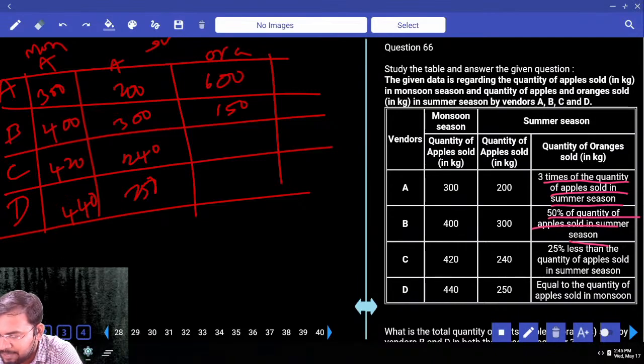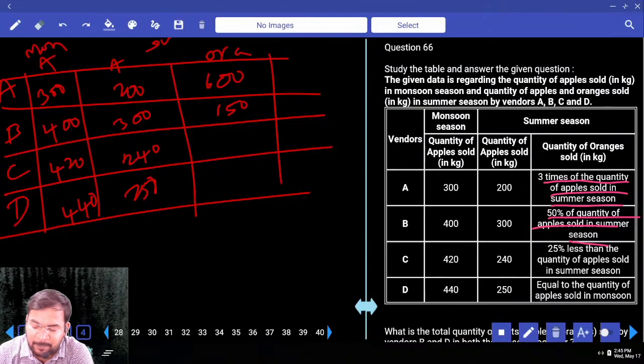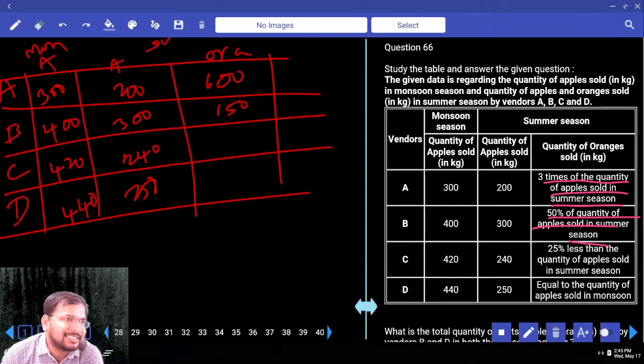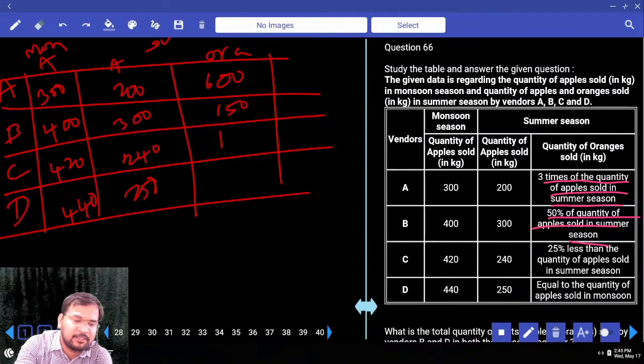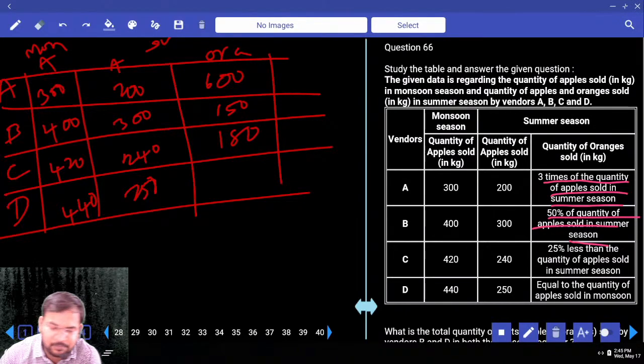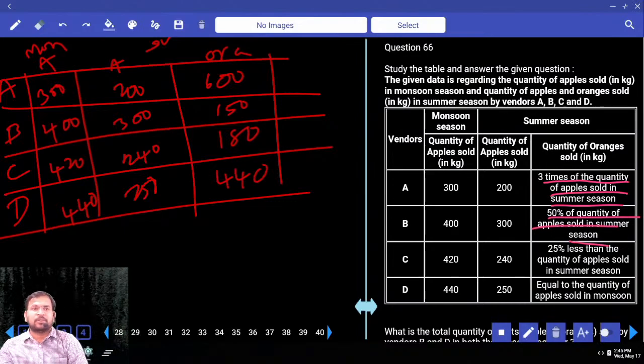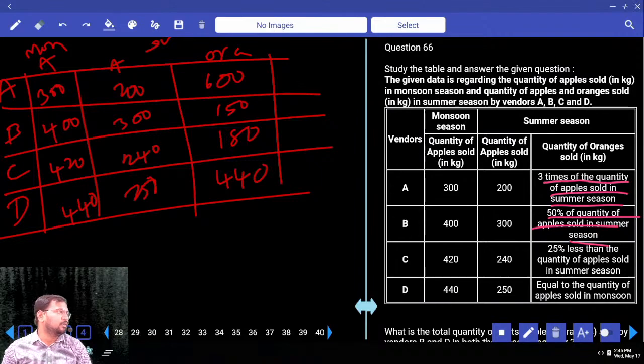25% less than the quantity of apples sold in summer season. 25% less is nothing but, 25% is 1/4, na, 60 less, na, 180. Equal to the quantity of apples sold in monsoon. So once you fill this table, questions are very easy for you. Okay, Nana?